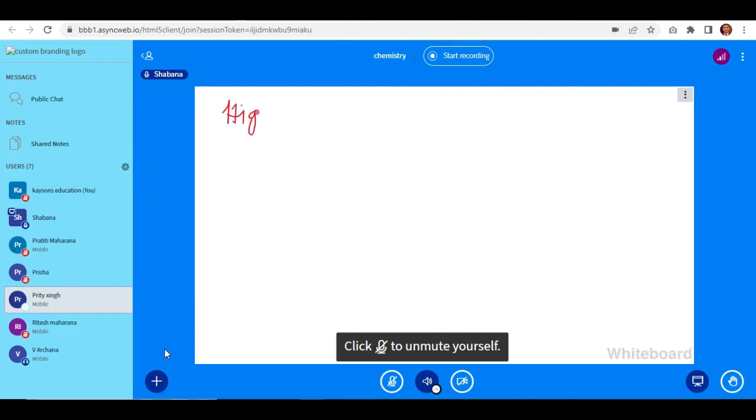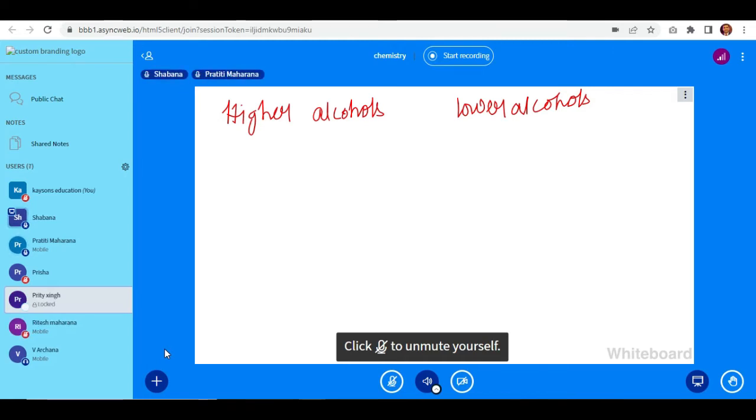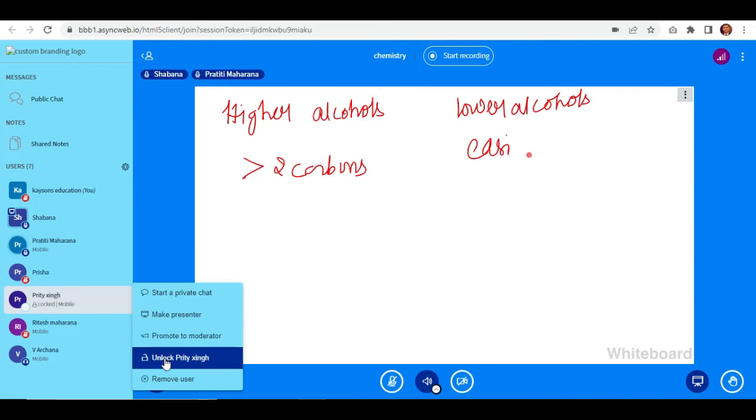So higher alcohols, lower alcohols. Lower means you can find it by molar mass difference or number of carbons difference. Higher alcohols are the ones having more than two carbons. Lower alcohols are the ones which are easily soluble.